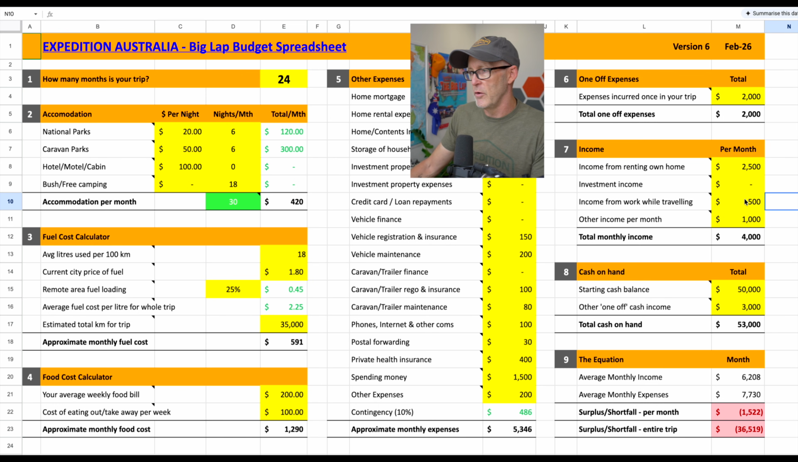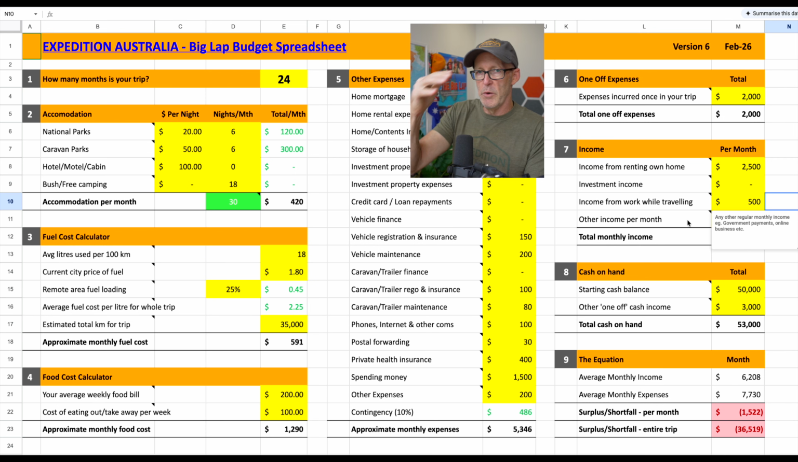If you're planning to work along the way, what do you think you're roughly going to earn per month on average? I know it's a ballpark figure, but you've got to start somewhere. And any other income per month that you can think of, could be like government payments if you've got kids, online business, anything like that. So I've just given you enough fields there to pretty much cover most contingencies.